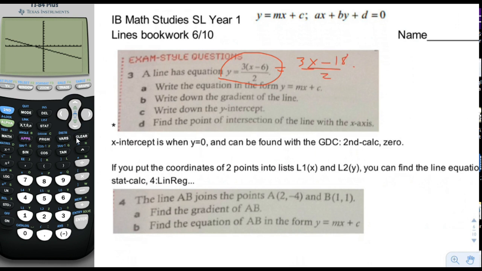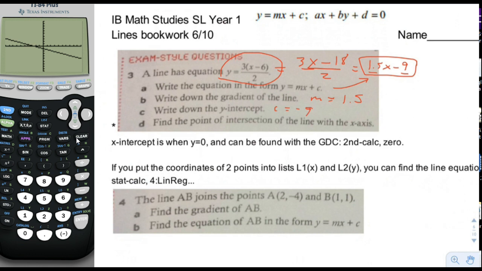Now we'll divide both terms by 2. So we'll have 1.5x minus 9. And there we go. We're already in form y equals mx plus c. M is obviously 1.5. C is negative 9. Write down the gradient of the line. Well, we just found out it's 1.5. Write down the y-intercept. We just found out it's negative 9.